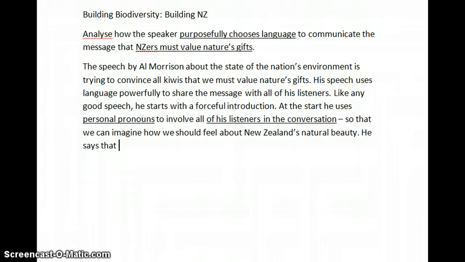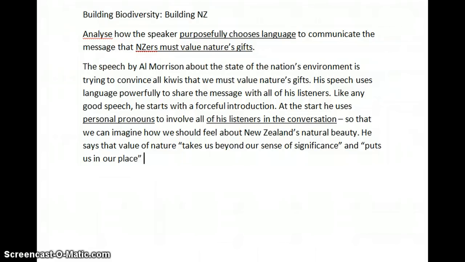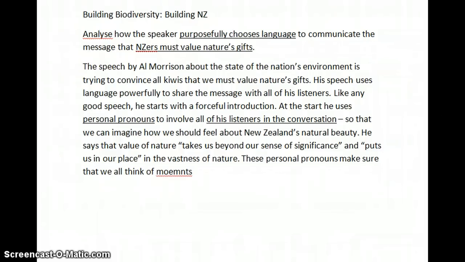He says that the value of nature takes us beyond our sense of significance and puts us in our place in the vastness of nature. These personal pronouns make sure that we all think of moments when we have been awed by the natural biodiversity of New Zealand's landscape.